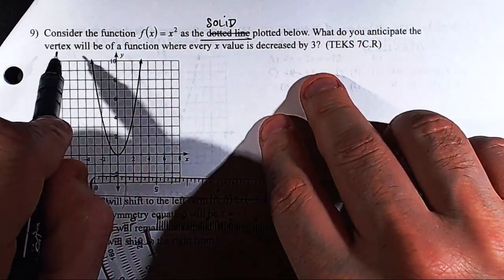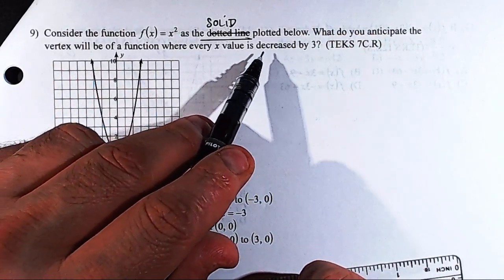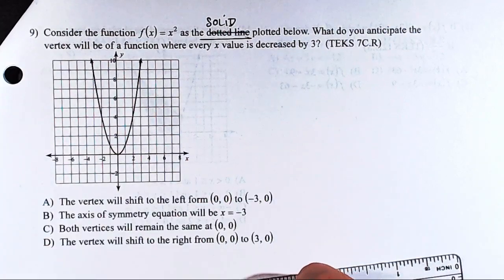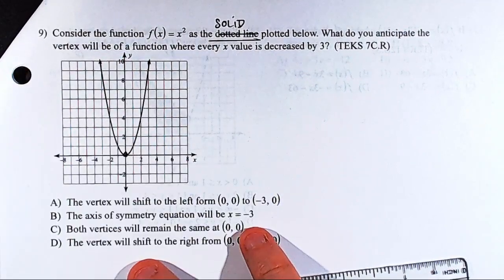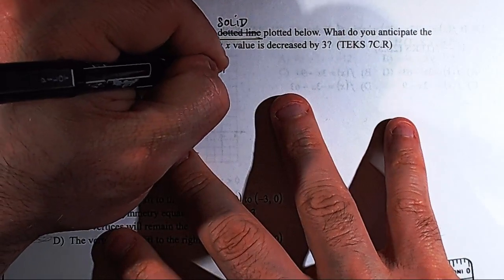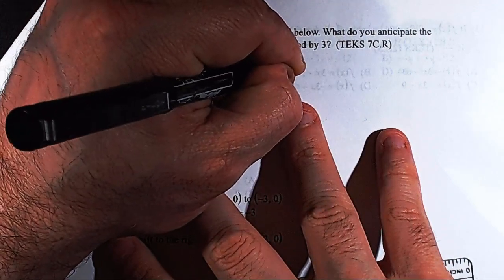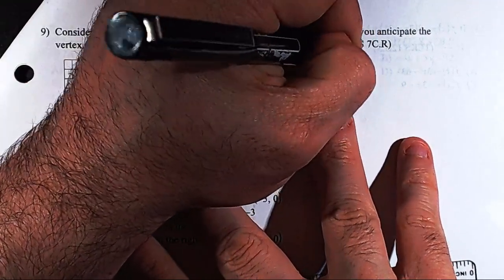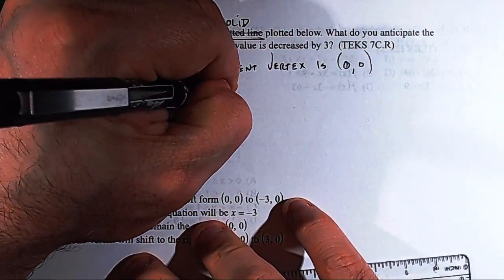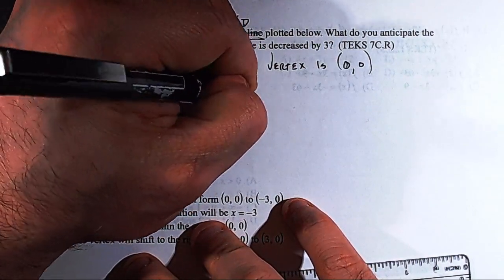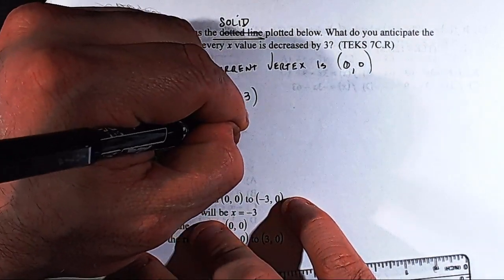What do you anticipate the vertex will be of a function where every x value is decreased by 3? All right, so what's the vertex of the current function, f of x equals x squared? There's the vertex. It's going to be the lowest point on the graph, so the current vertex is 0, 0. So it says every x value is decreased by 3. F of x minus 3 or f of x plus 3.